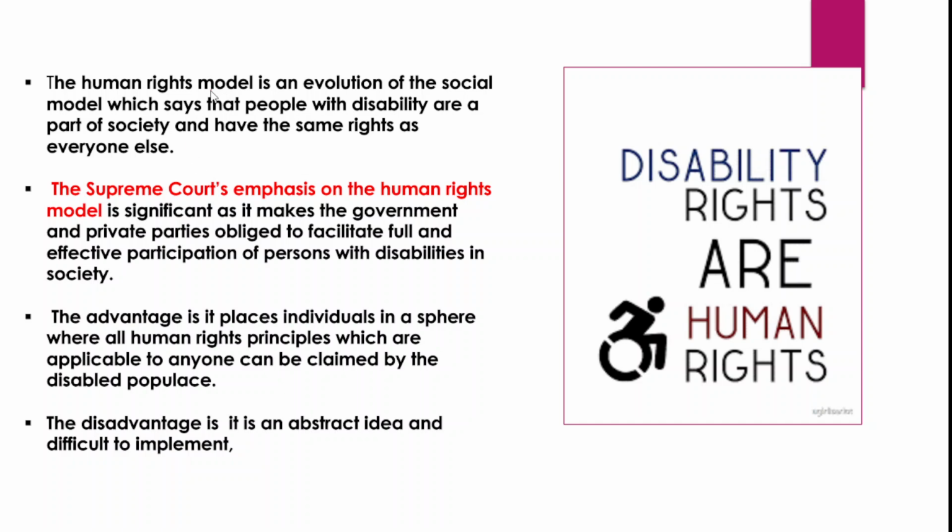Now, the human rights model is an evolution of the social model, right? So this particular social model of rights says that people with disability are a part of the society, like any other individual in the society. The people with disabilities also enjoy the same rights and equal rights along with all other people. Right? However, affirmative action or positive discrimination is provided in favor of the people with disabilities in India in the form of reservations.